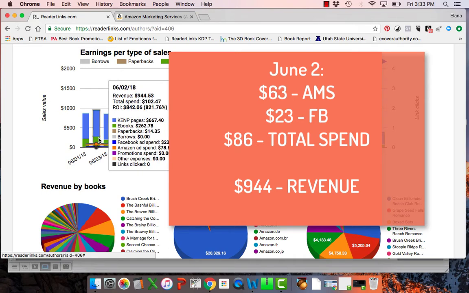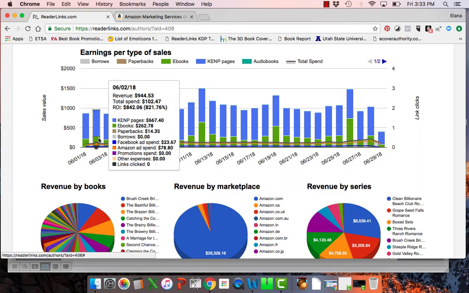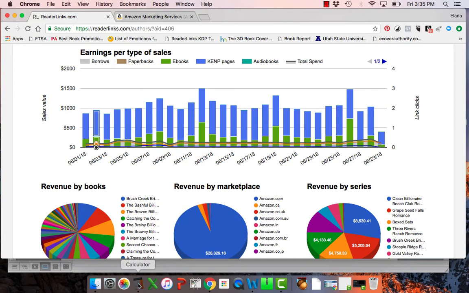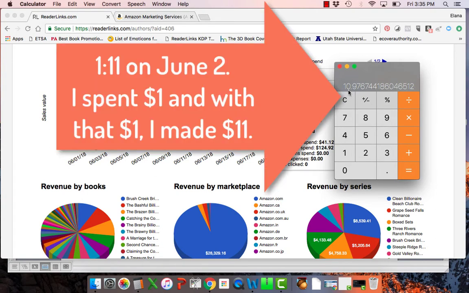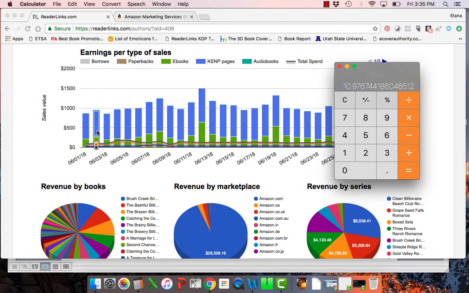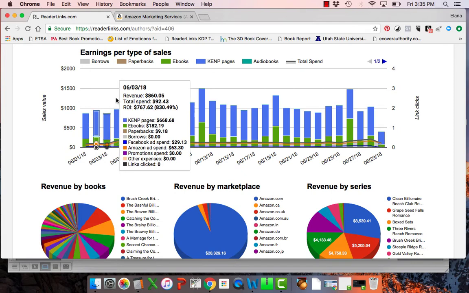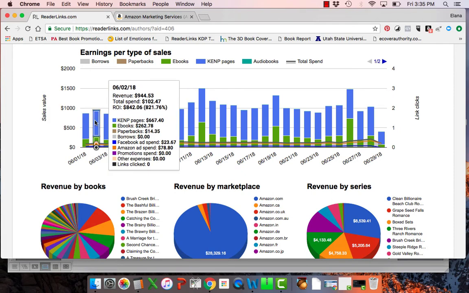That's only 86. And I made 944. So I can figure out what that ad spend is. For sake of time, I'm not going to worry about the decimal points, but if I put 944 in here and I divide it by 86, that should tell me what my ratio is. So I made $10.9, $11. So that's a 1 to 11 ratio on the second here, with the $86 ad spend and the $944 revenue income.